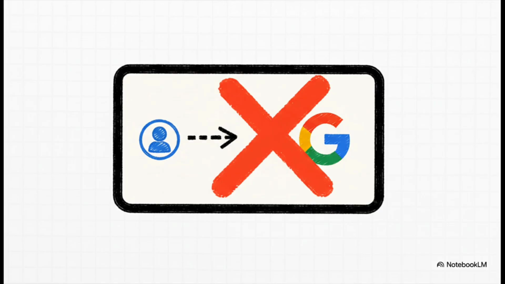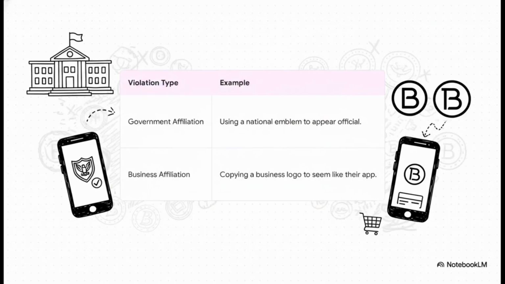Well, that clearly suggests you are Google, or at the very least you have some kind of official deal with them. If that's not true, it's a direct violation. The name itself is implying a relationship that just isn't there. And this isn't just about text, right? Visuals are incredibly powerful. Using a national emblem to make your app look like it's from the government, or just copying a business logo to ride on their coattails, both are classic, textbook examples of visual impersonation.